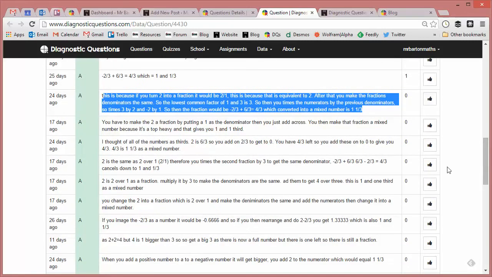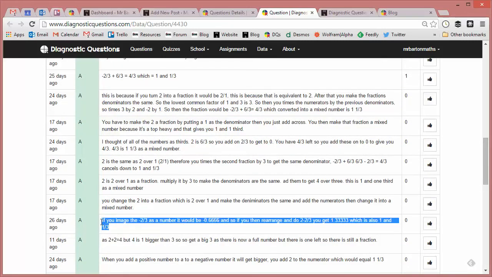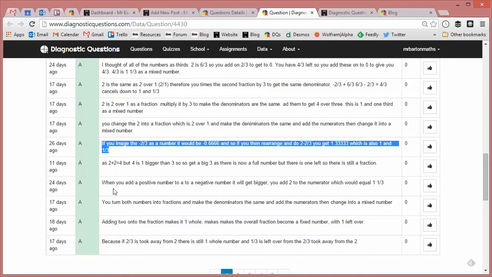This is a nice one as well. What about this? Changing the fractions into decimals and thinking about it that way. A really interesting way that I never would have thought to do it, which is absolutely lovely. Simple things here. When you add a positive number to a negative number, it's going to get bigger, so that's going to rule out a lot of them, which is really, really nice.